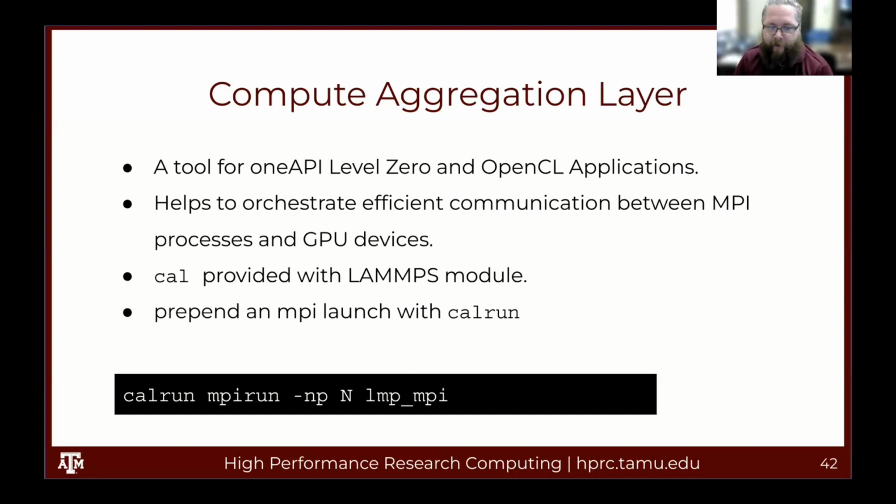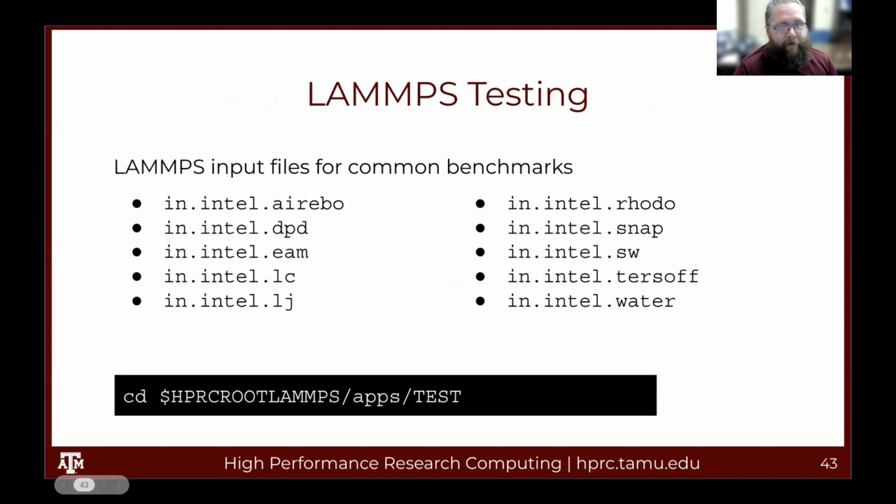In order to use cal run, you just prepend your MPI run with the cal run executable that sets up an environment so that it's going to intercept those calls from MPI processes and redistribute them to the GPUs intelligently. The cal run executable is provided with the LAMMPS module, so you do not need to load any additional modules. It is already in that same installation area.